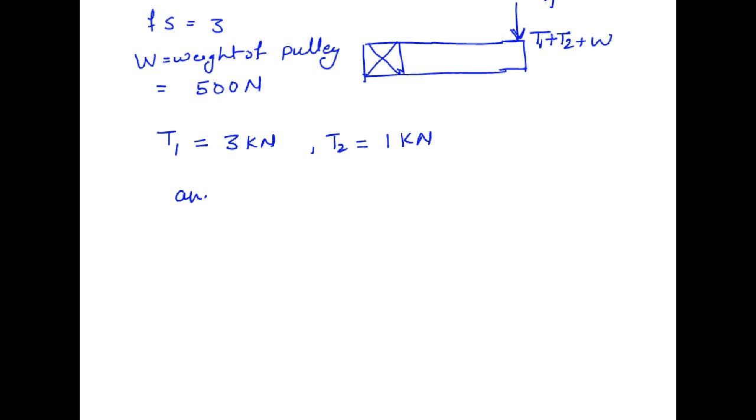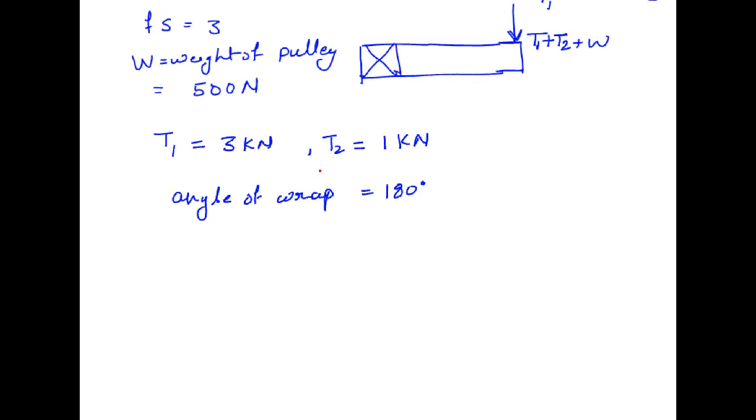We have the value of angle of wrap, that is 180 degree. This is the given data, and on the basis of these data we have to find out the inside and outside diameter of this shaft. So for that, first we will find out the permissible shear stress.